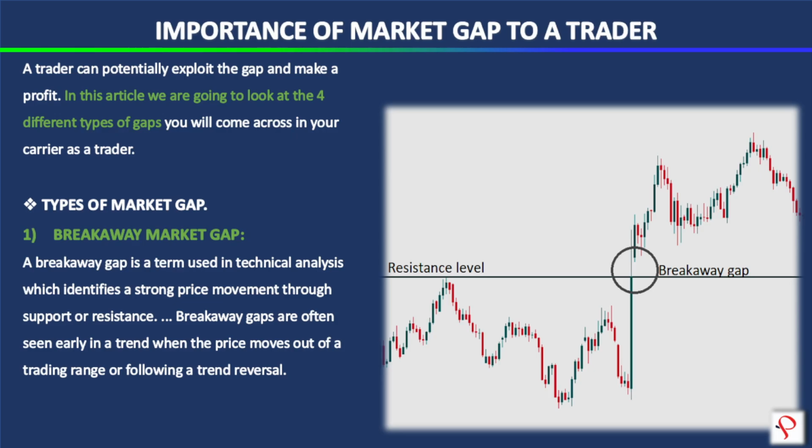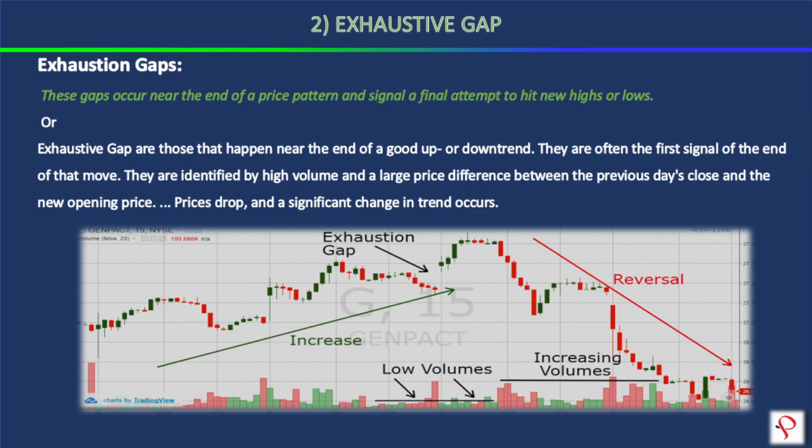Types of market gap. Number 1, we have the breakaway market gap. A breakaway gap is a term used in technical analysis which identifies a strong price movement through support or resistance. Breakaway gaps are often seen early in a trend when the market moves out of a trading range or following a trend reversal. So you can see from this picture what a breakaway gap looks like.